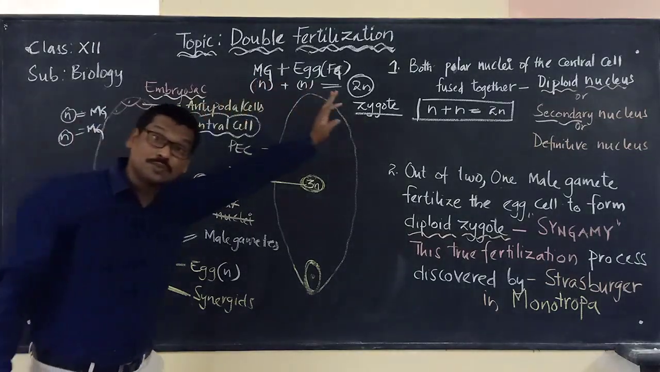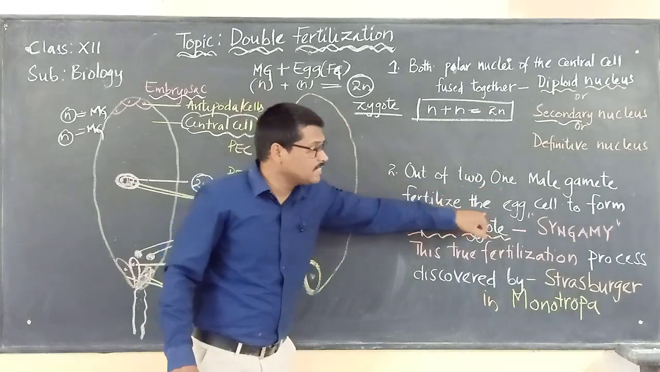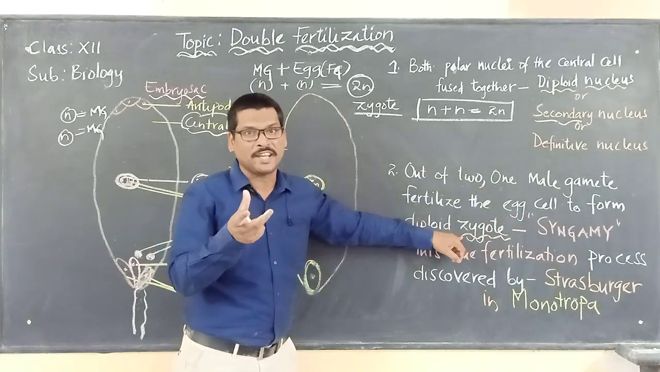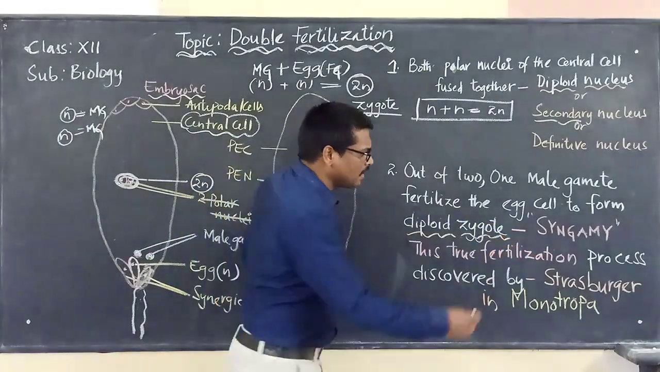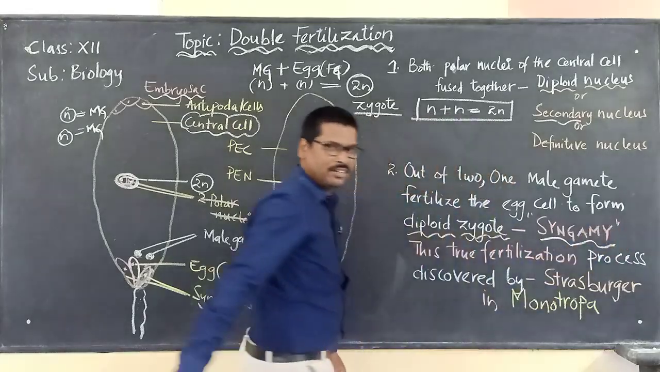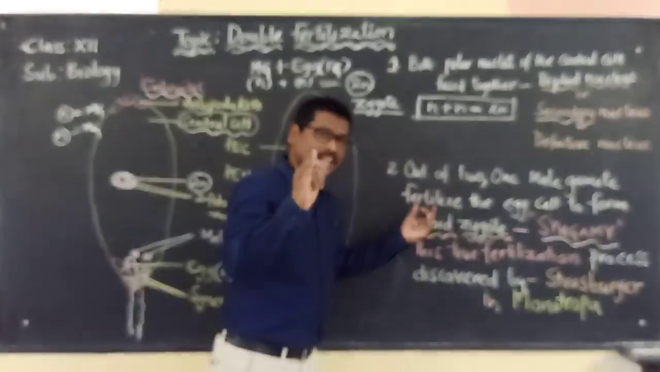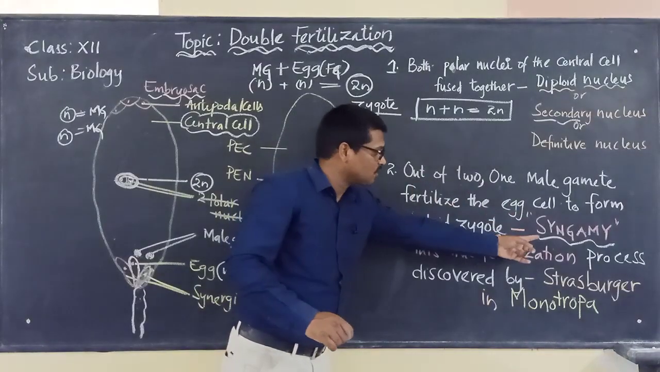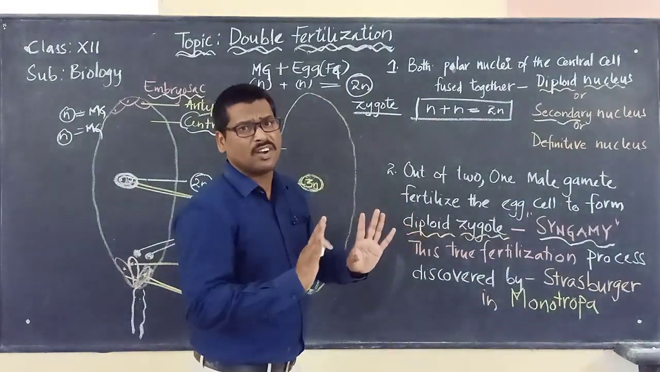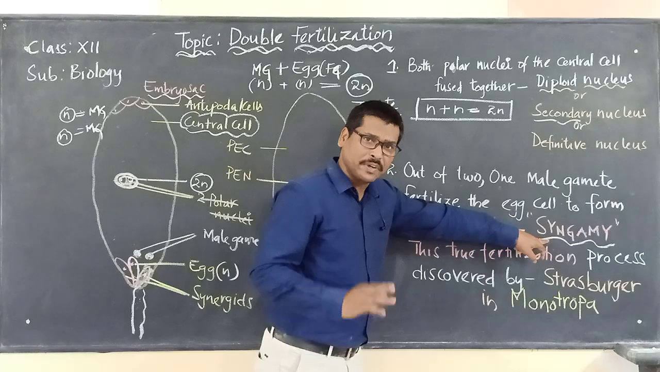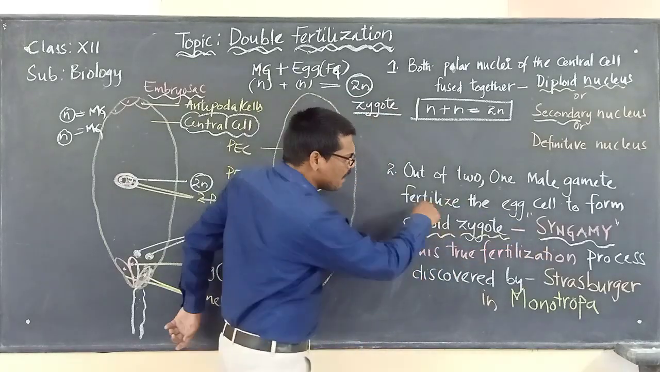This is true fertilization. So out of two, one male gamete fertilizes the egg cell to form the diploid zygote. That is called syngamy. Please remember, this is an important word. Fusion of one male gamete with the female gamete, that is the egg cell, is called syngamy, or in common terms, fertilization.